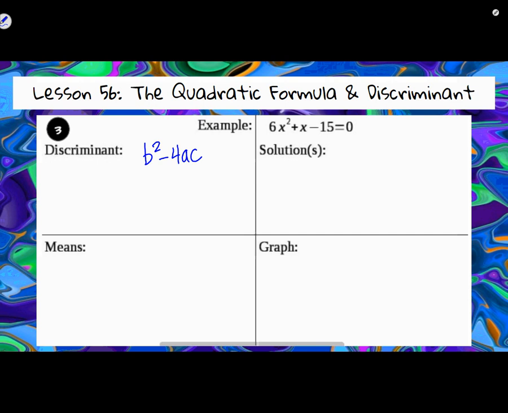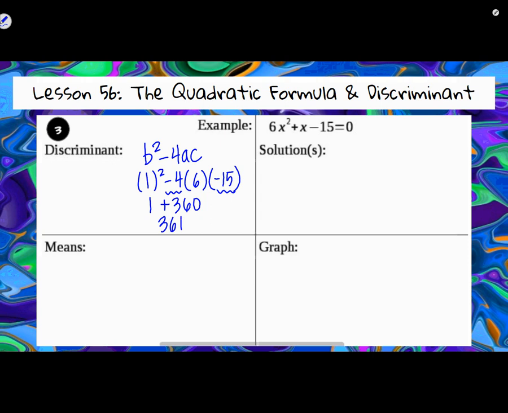My b is 1, so 1 squared minus 4 times a is 6 times negative 15 is my c. So I get 1, a negative times a negative. I'm looking at negative 4 times a negative 15. That's a positive 4 times 15 times 6, which is 360. So I get 361 as my discriminant.